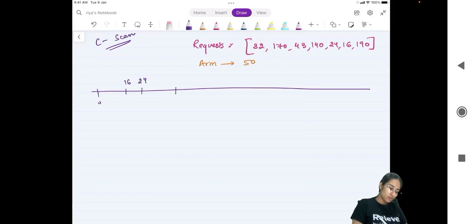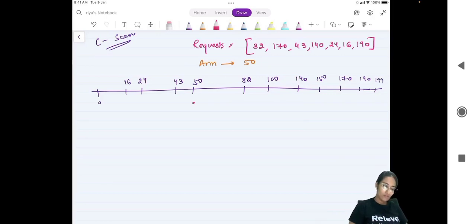16, 23, 43, 50, 82, 140, 150, 170, 190 and 199. So how will that work is, if we are at 50, okay, we'll first go to 82, then we will basically go to 140 from here, then we will go to 170 from here, 190 from here, and then till the very end.